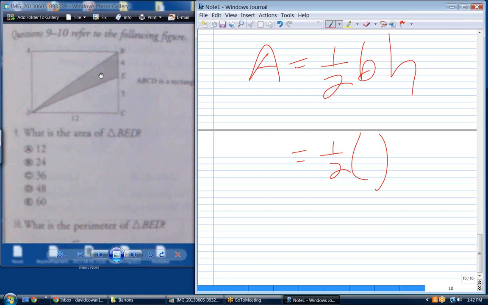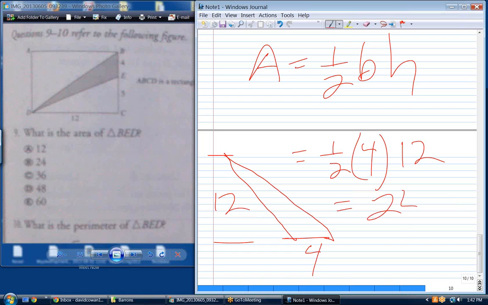So in order to look at this as a base times height problem, 4 is the base. What's the height? The height is 12, the vertical height. If I rotate this triangle 90 degrees to the right, you'd be looking at it like this. And this is 4, and the vertical height is from here to here, which is 12. So the area is a very simple 24.